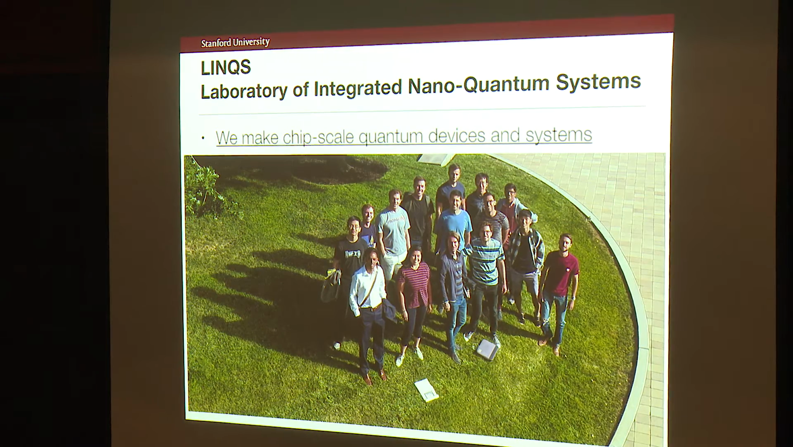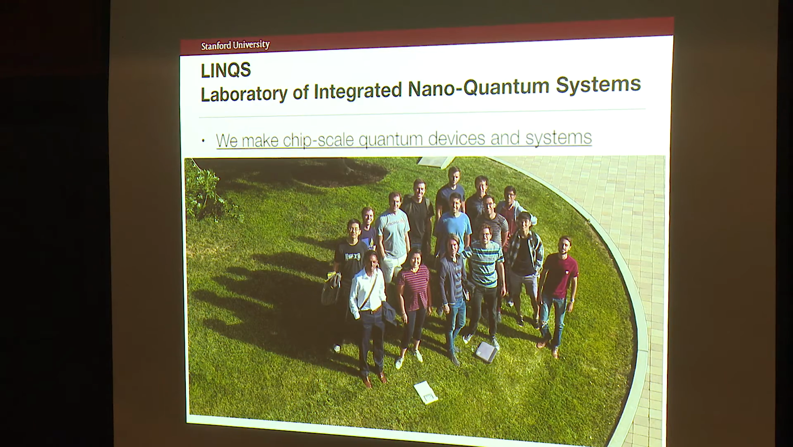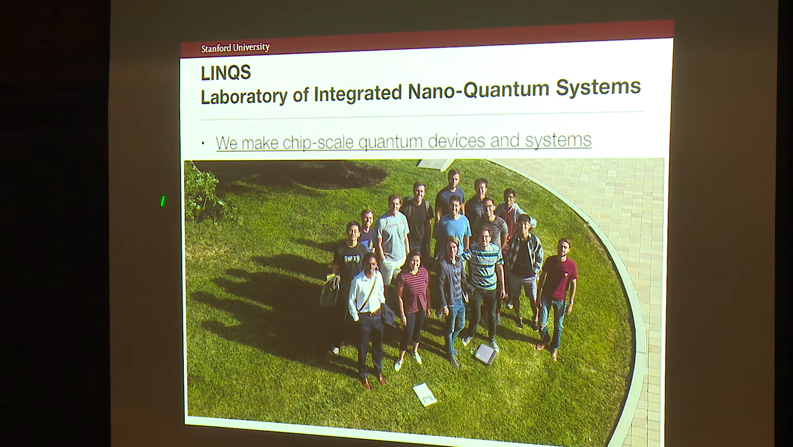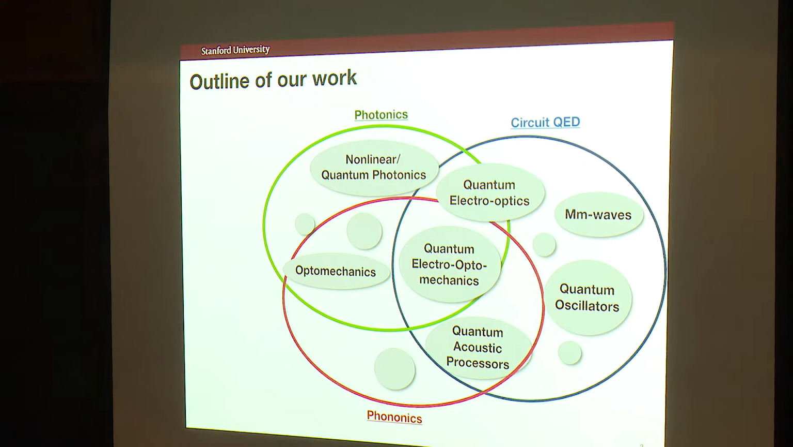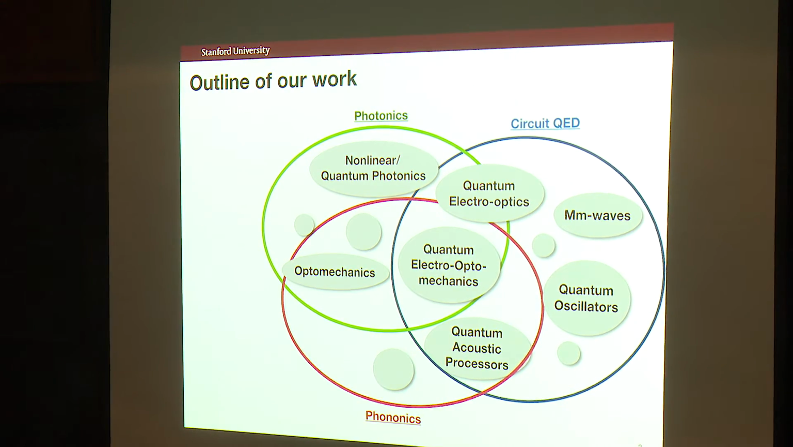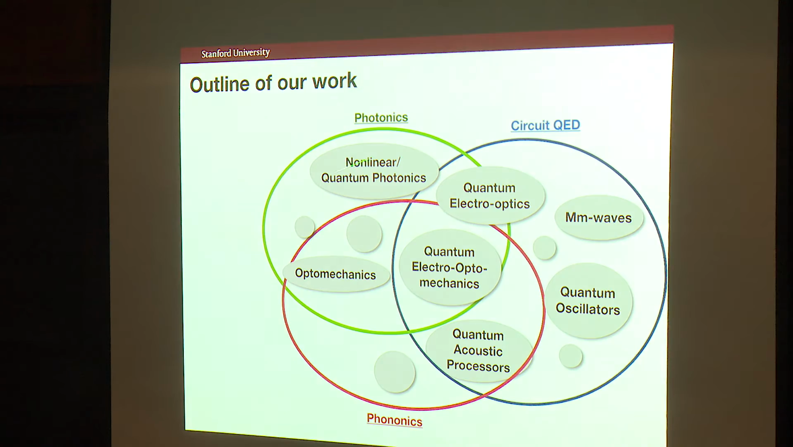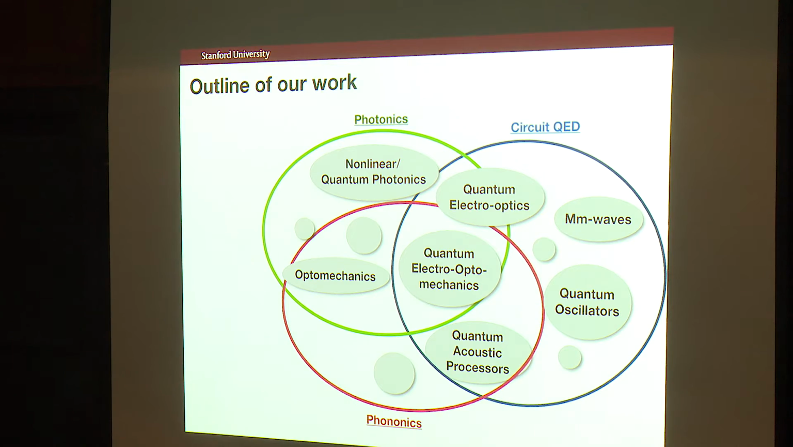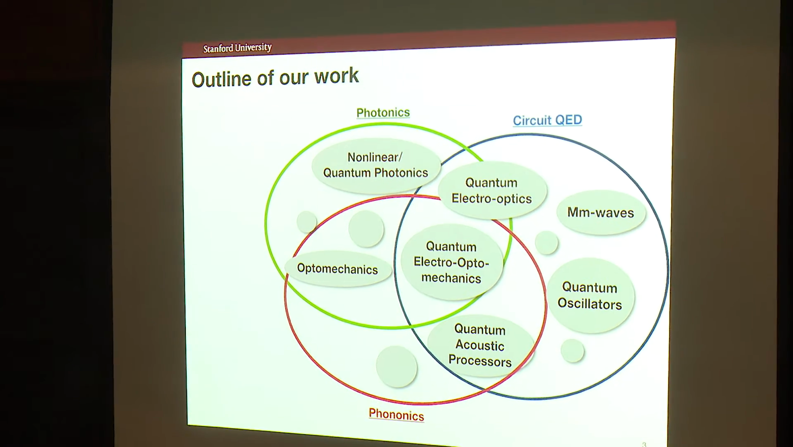These are the people who did the work. So this is my group back in July or June, I think. We have a very clever name, Laboratory of Integrated Nanoquantum Systems, which is LINX, and we make chip-scale quantum devices. So the work in our group, very broadly, falls into this Venn diagram where we try to control photonic excitations, phononic or mechanical excitations, and also microwave frequency circuits. And we make hybrid systems that fall on the boundary between these fields.